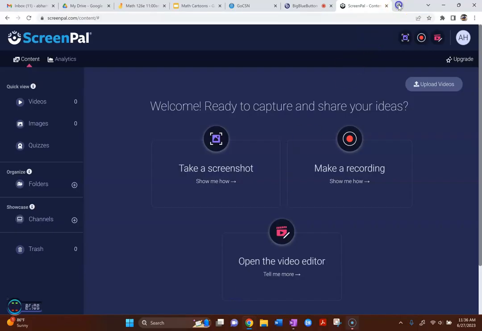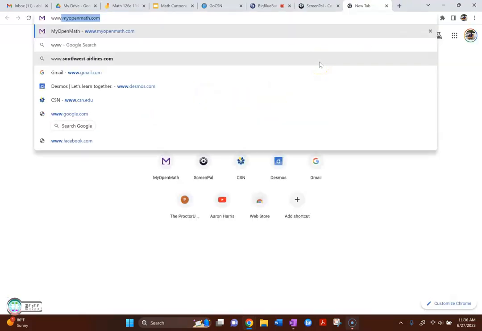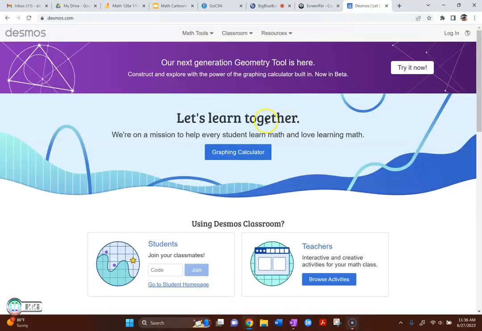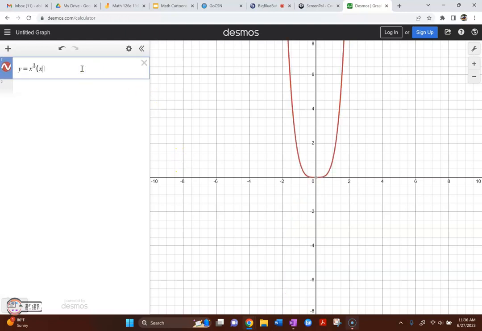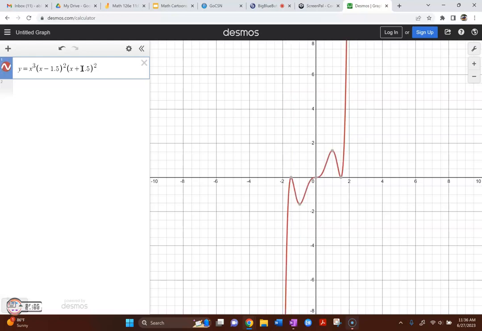By using, instead of just using our concepts to construct this, y equals, it was x cubed, and then it was x minus 1.5, times x minus 1.5, that was squared, and x plus 1.5, and that was squared as well. You can kind of see a little better look at that one.